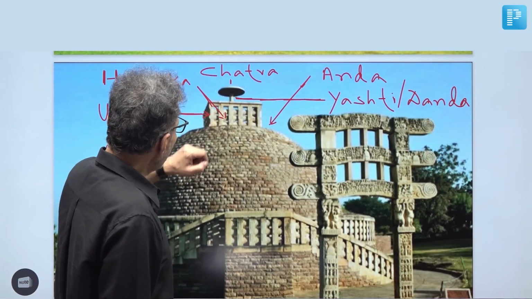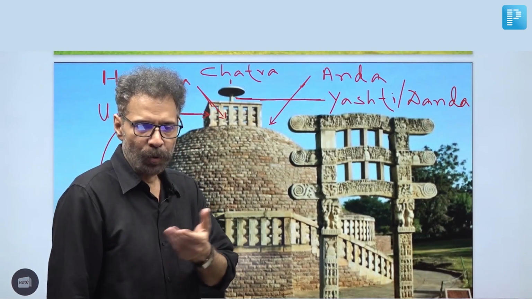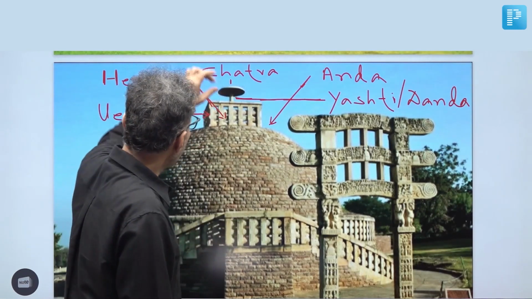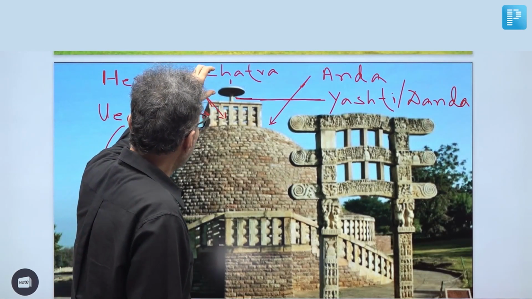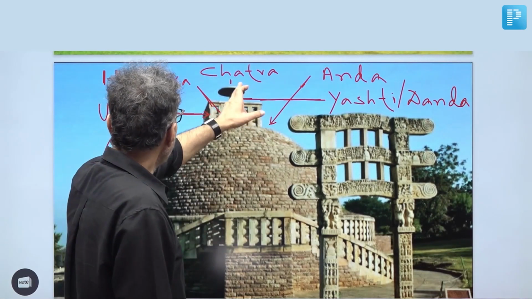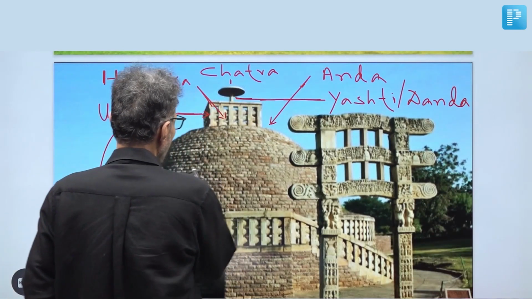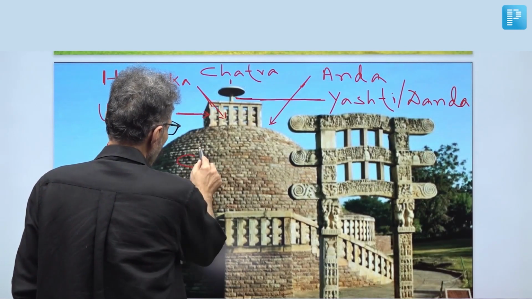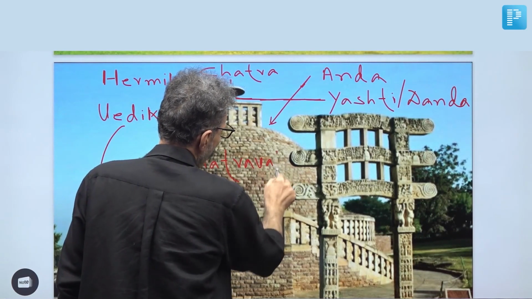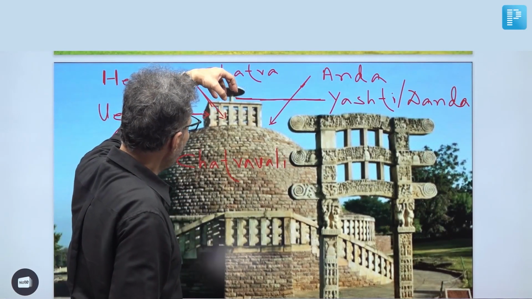This number varies. Here number is 1. It may be more. 2, 3, 4, 5, 6, 7. So when a single one is there, we call it Chhatra. And when there is a group, 3 or more, we call it Chhatravali. We call that Chhatravali. So Chhatravali is a group of Chhatra, that is umbrella kind of a structure.